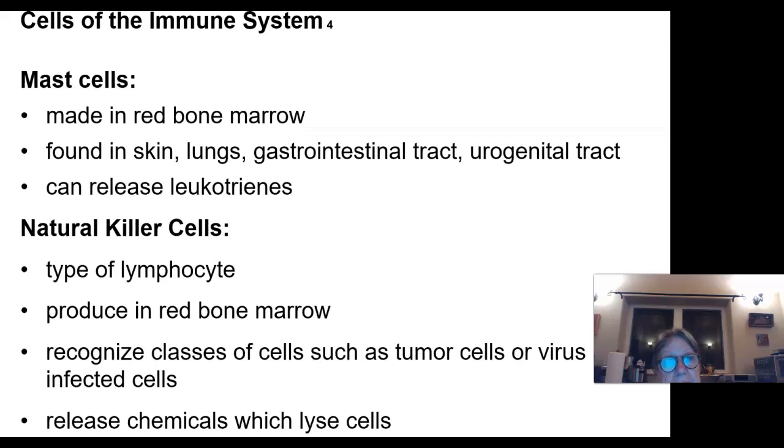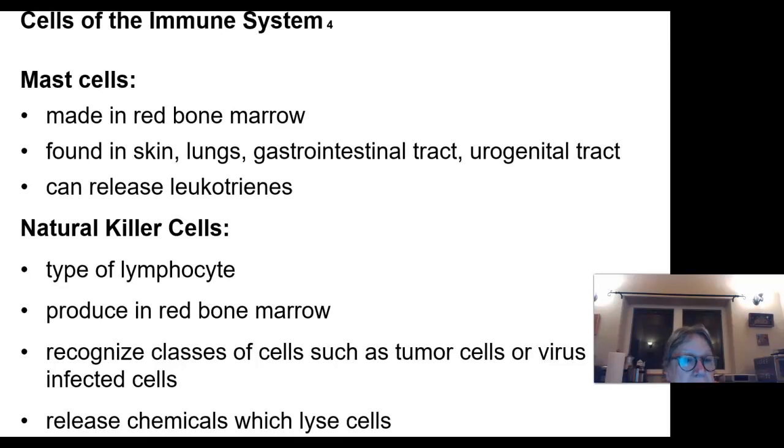You have mast cells, and these are more in the skin, the lungs, the GI tract is what they're known for, and the urogenital tract. And they release leukotrienes, which are cell mediators.